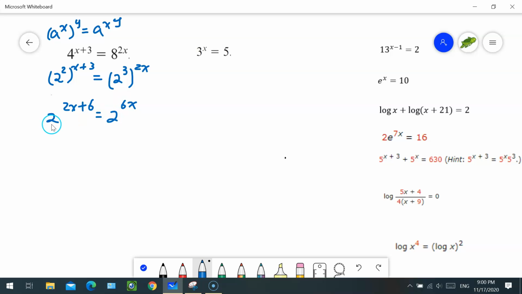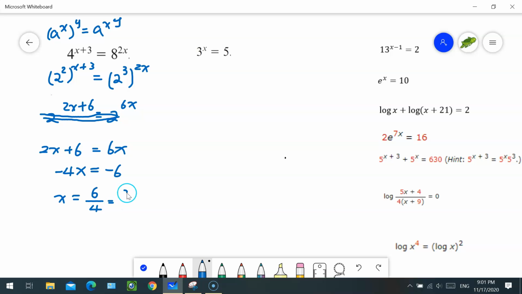According to the rule, b to the power x equal to b to the power y, in that case I can just cross out the base and let the degree powers be equal on both sides. And from here, I can solve for x. So x is equal to 6 over 4, which is 3 over 2.